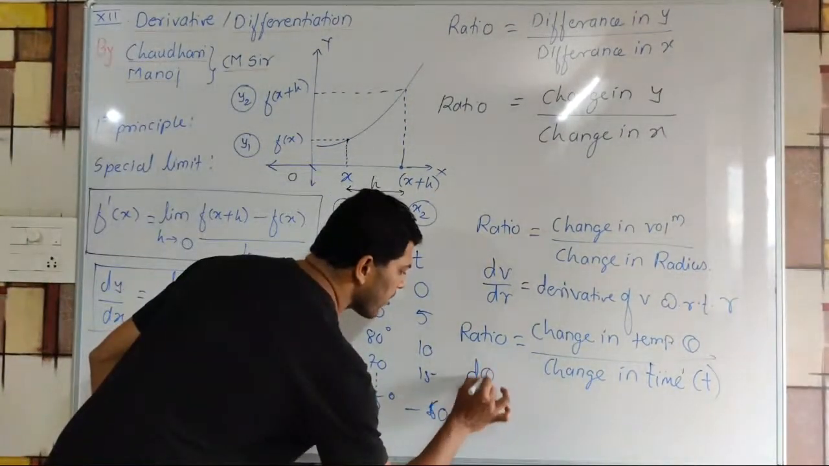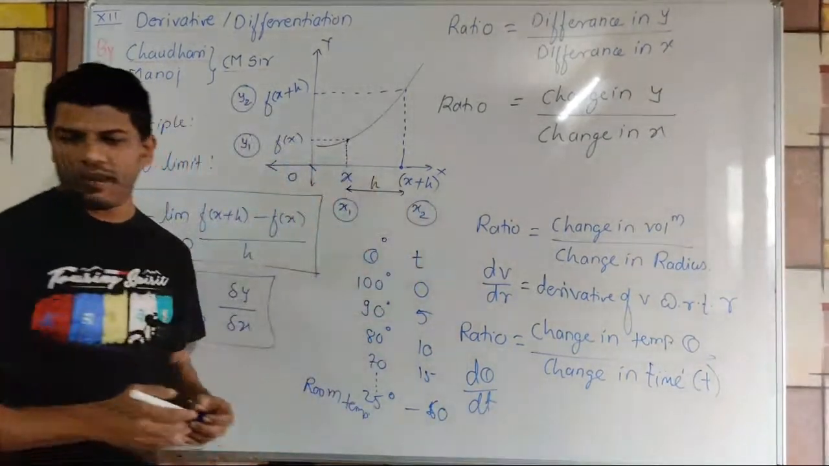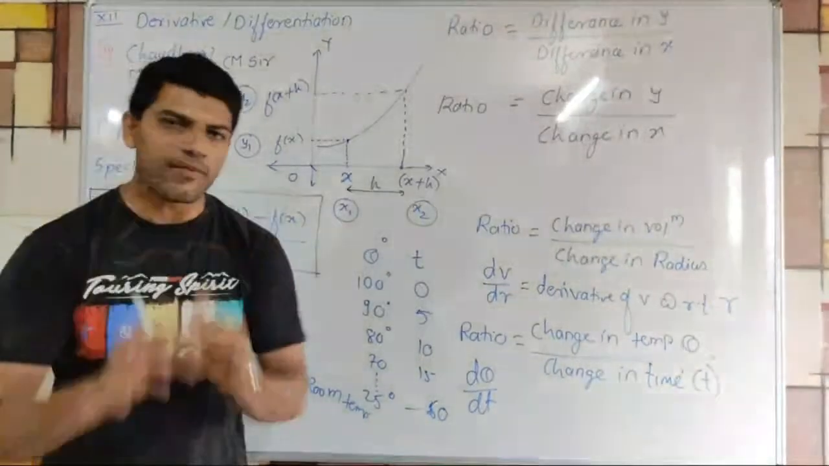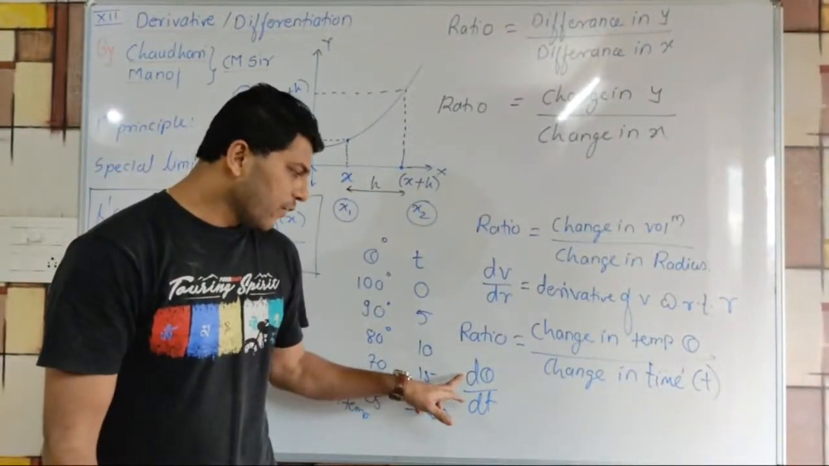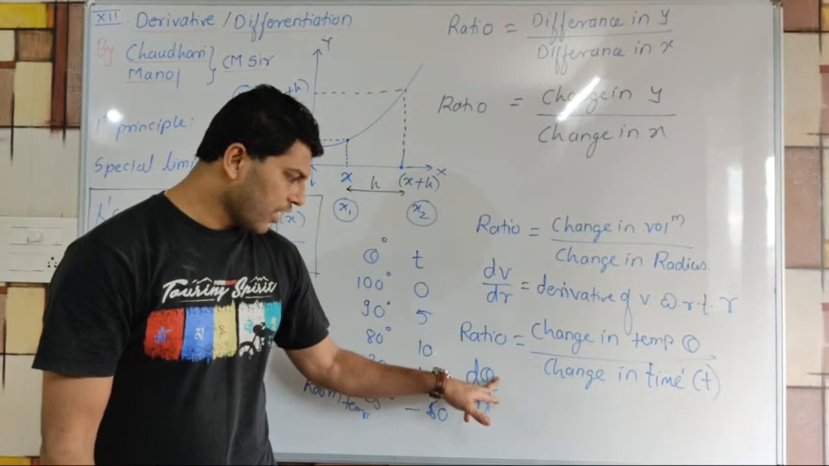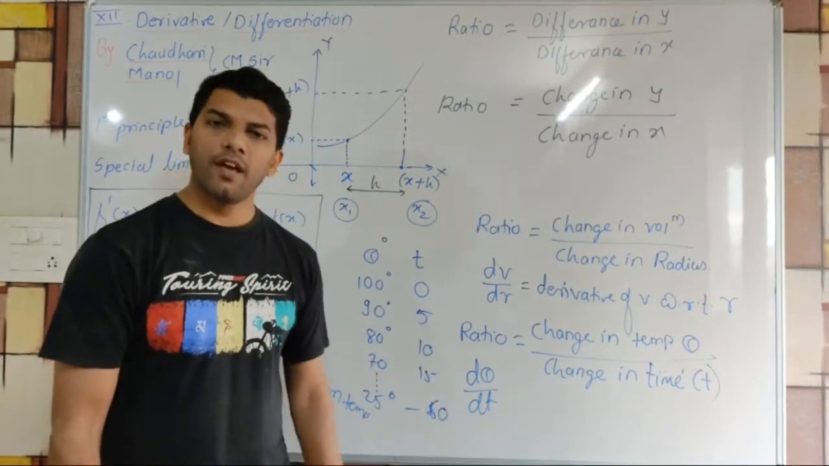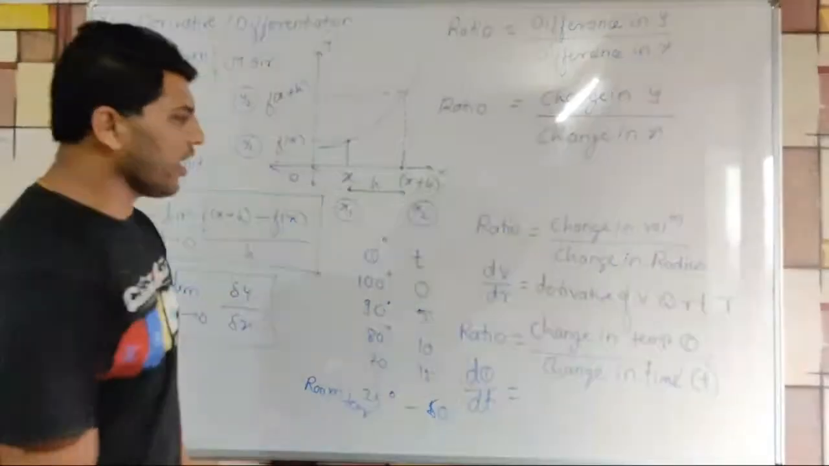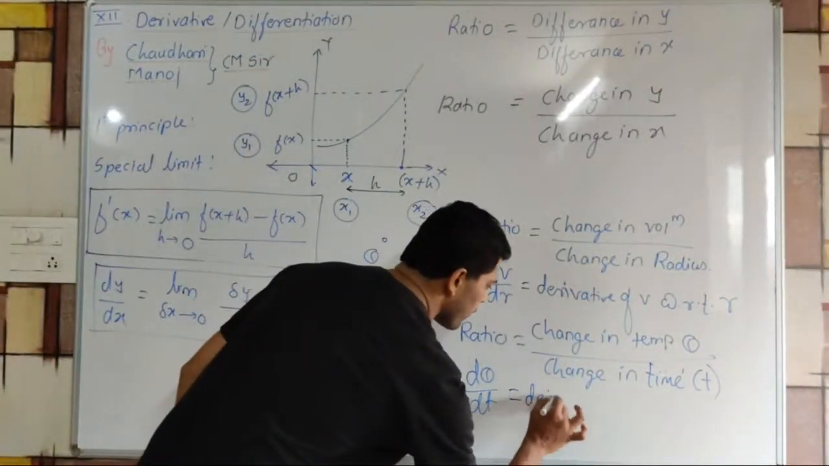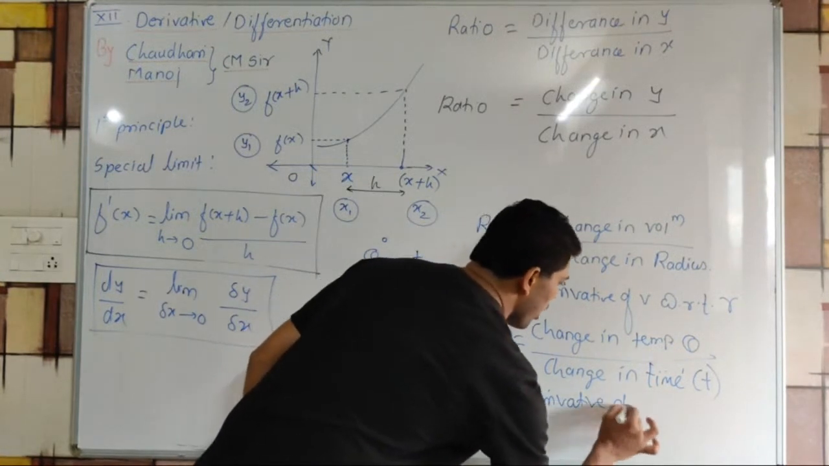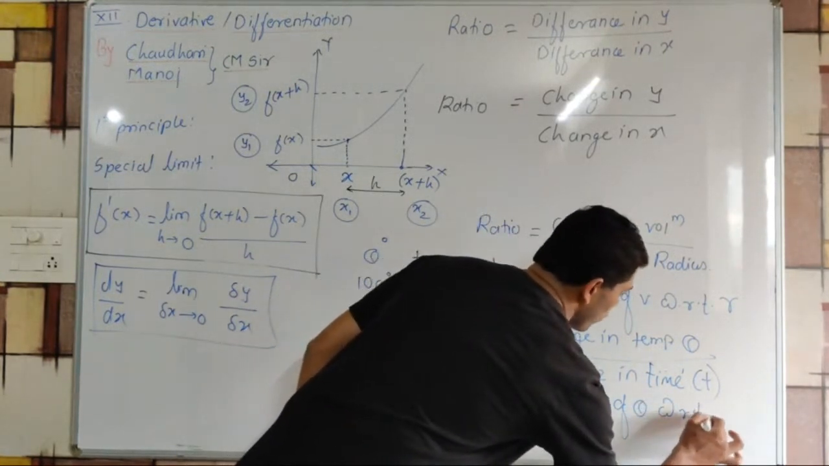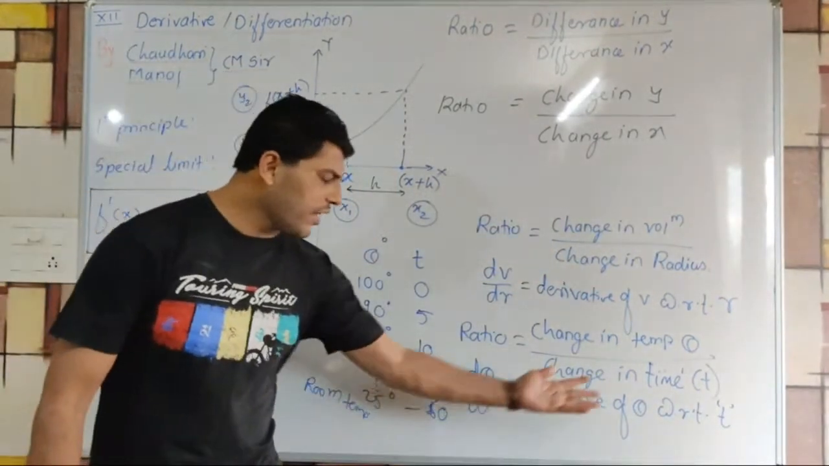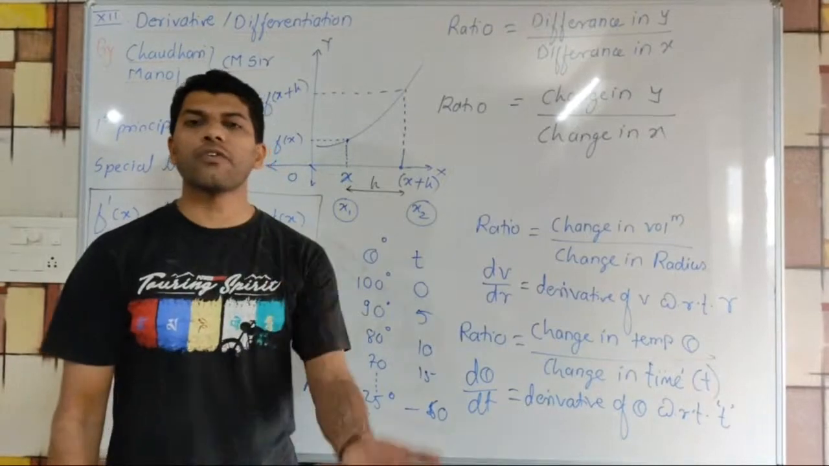This is the symbolic presentation, d theta by dt. How to read it? It's a difference in temperature or theta with respect to time, or it is a derivative of theta with respect to time. So this is the way that you have to read this symbol. It's a derivative of theta with respect to time, right?